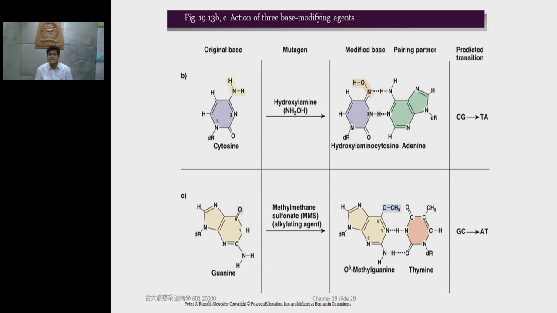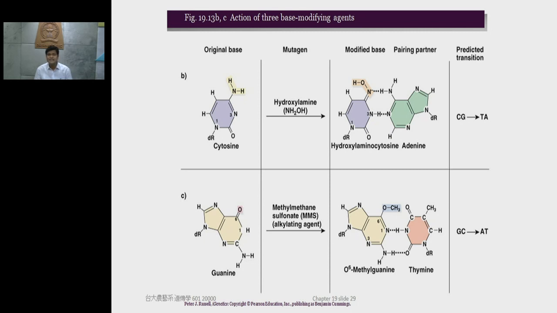So the original base is modified to form hydroxylamino cytosine, which pairs with adenine. Hydroxylamino cytosine is a derivative or modified base of cytosine, and it pairs with adenine instead of guanine. So there is a formation of a transition from C to T here.